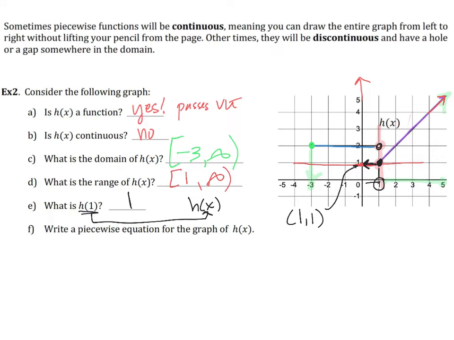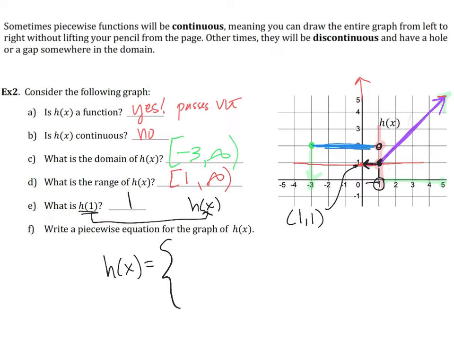Now try to write the piecewise function. For the piecewise function, we put h of x equals. We do this little squiggly line. I guess it's just another bracket type of thing. And we're going to have 2 pieces. We have this blue piece right here, and then we have the purple piece.